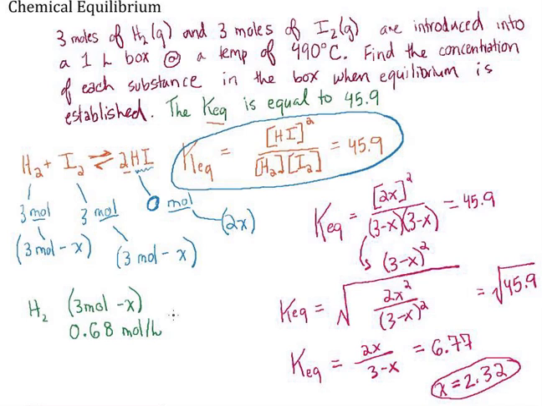per liter, right? Same goes for I2. Because remember, that was just the same thing. So 0.68 moles per liter. And then for HI, that was just 2x, which ended up being 4.64 moles per liter. Excellent.